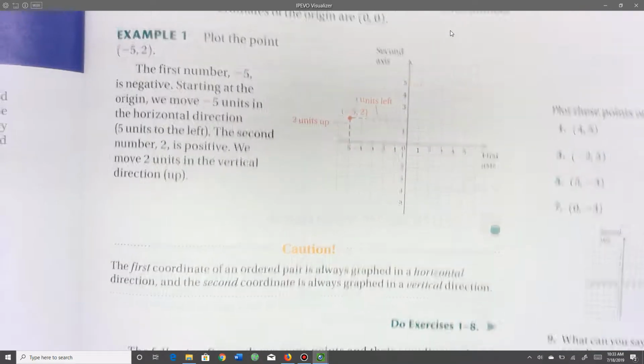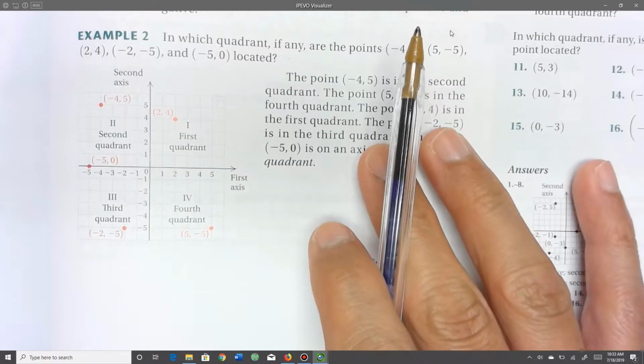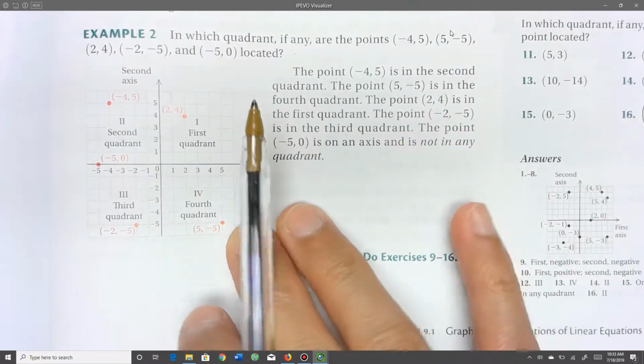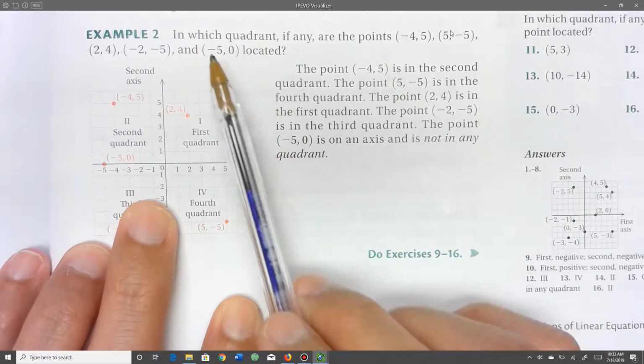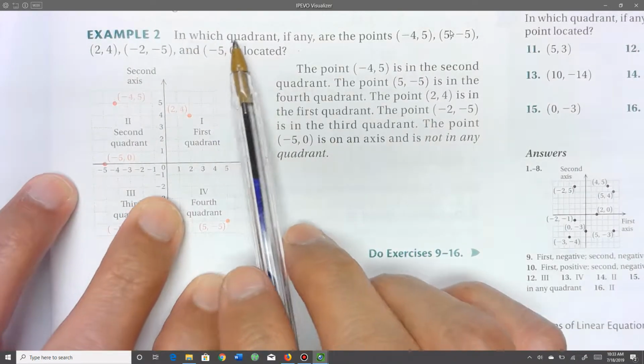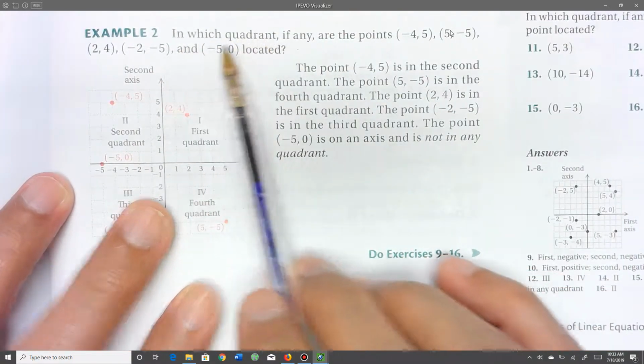All right, so let's go over to example 1, see what that looks like when plotting. Yeah, and you're going to have a question like this, okay?